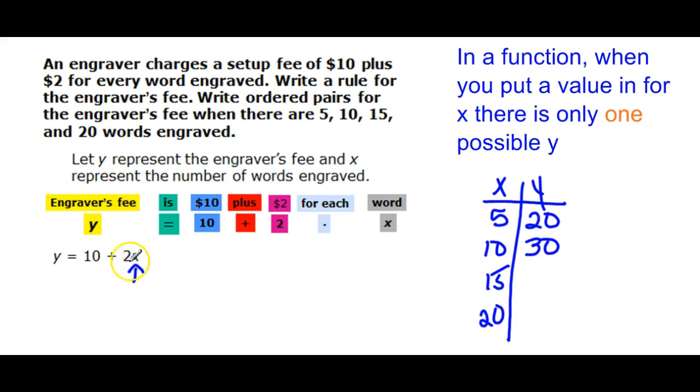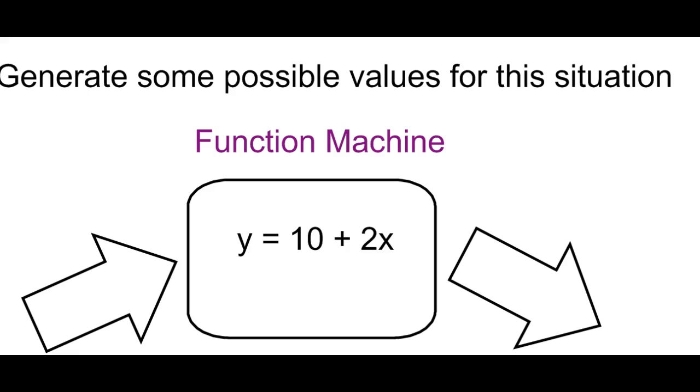15, 2 times 15 is 30. Plus 10 is 40. And 2 times 20 is 40. Plus 10 is 50. And I think that you saw a little pattern happen there.